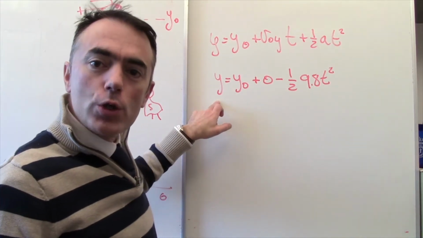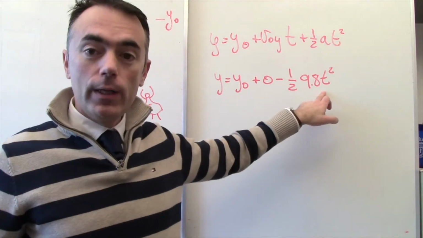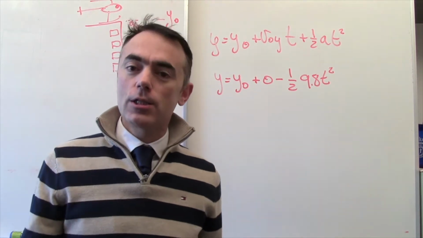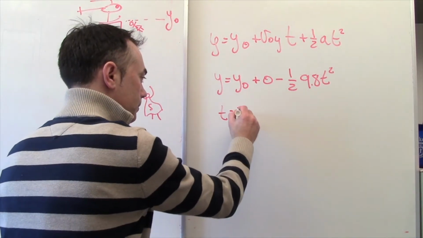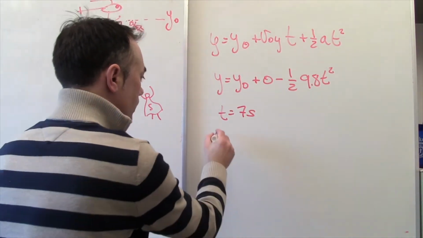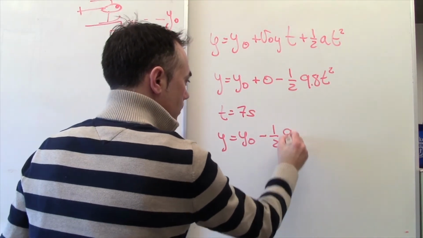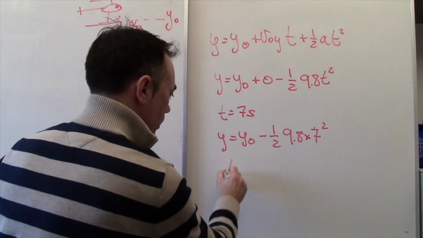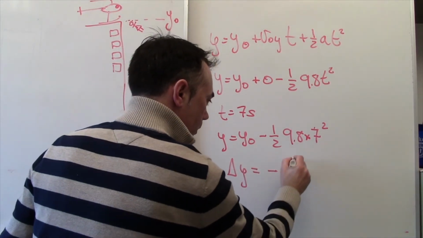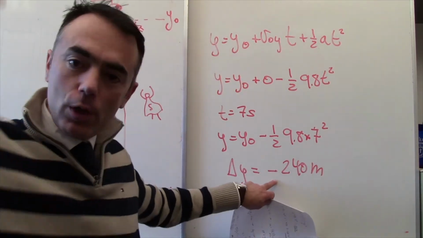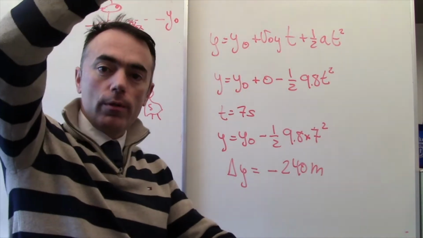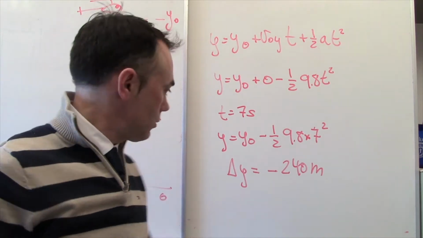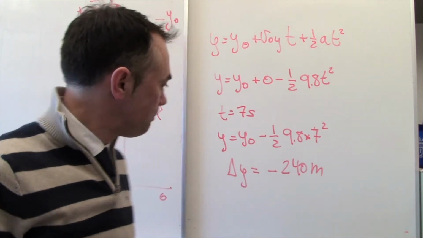Now we can calculate first of all the distance she has traveled. In order to know that, we need to know the time. That's why you have counted the time, and you know that it's about 7 seconds. So let's assume it's 7 seconds, and now let's substitute this 7 here. Because we're interested in the distance, delta y is going to be negative 240 meters. Negative because the final position is smaller than the initial position, because it's going from a positive height to a smaller but also positive height. So delta y is negative 240 meters.